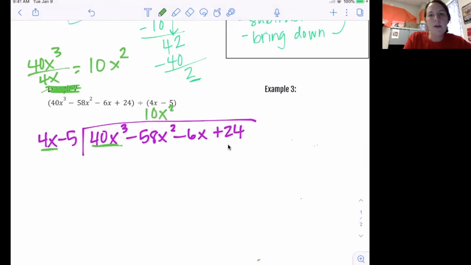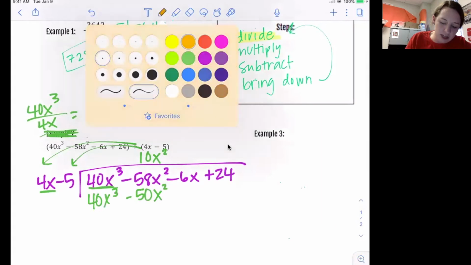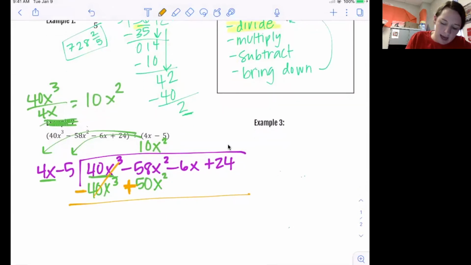squared. After I divide, my next step is to multiply. So I'm going to multiply by both terms on the outside. 10x squared times 4x is 40x cubed. 10x squared times negative 5 is negative 50x squared. When I get to my subtraction step, that means I'm changing the signs on everything to subtract. So that becomes a negative 40x cubed and a positive 50x squared. So these two terms cancel, and I have negative 8x squared.